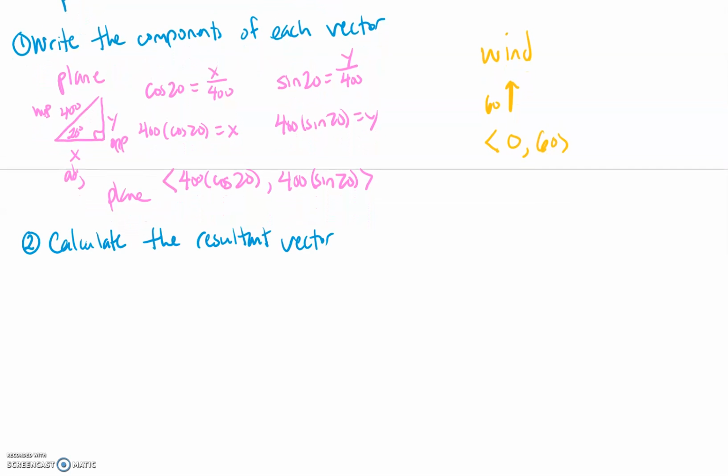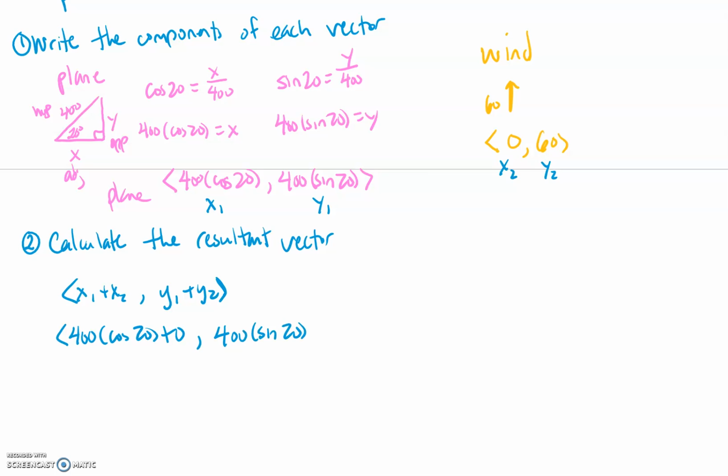Remember, to calculate the resultant vector, all we're doing is adding the x's, adding the y's. So if this is my x1, y1, x2, y2, all I'm doing is x1 plus x2, comma, y1 plus y2. Then my resultant vector is 400 times cosine 20 plus 0, comma, 400 times sine 20 plus 60.